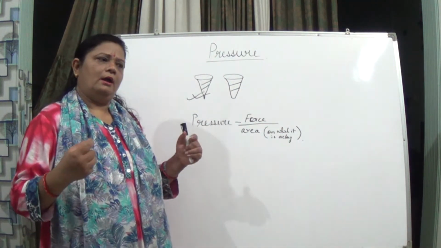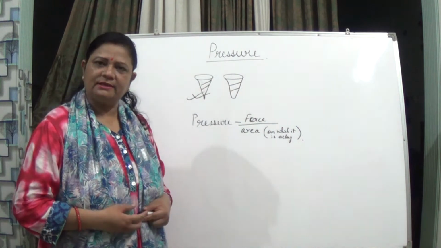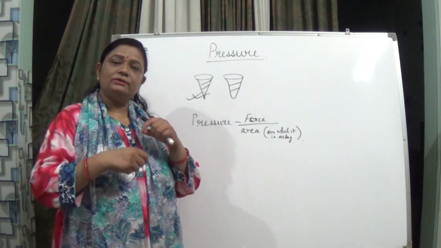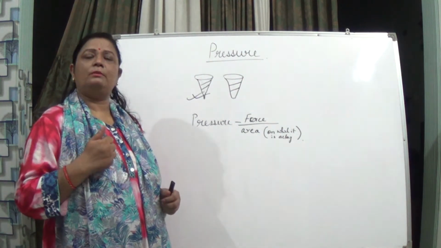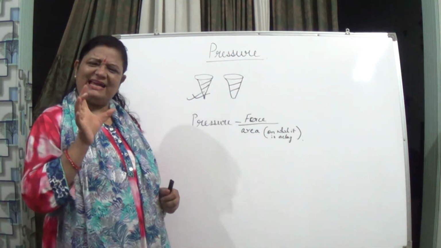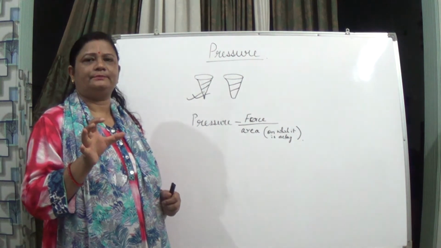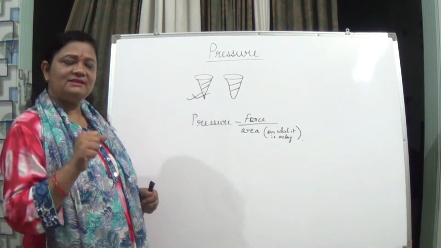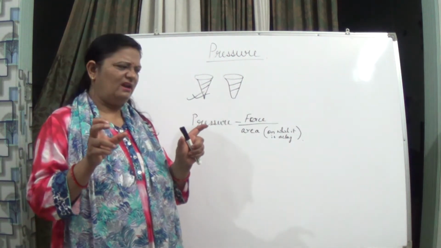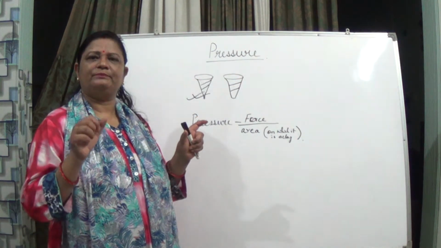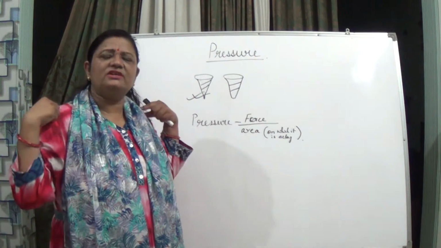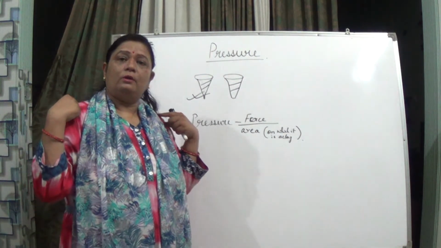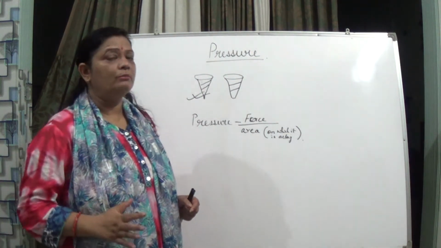You all have your school bags, isn't it, beta? But what do you see? Are the straps of the school bag thin or wider in nature? You'll see it is wider in nature, it is not thin and narrow. Why? Because if it is thin, what will happen? The pressure which your shoulder will experience will be more.